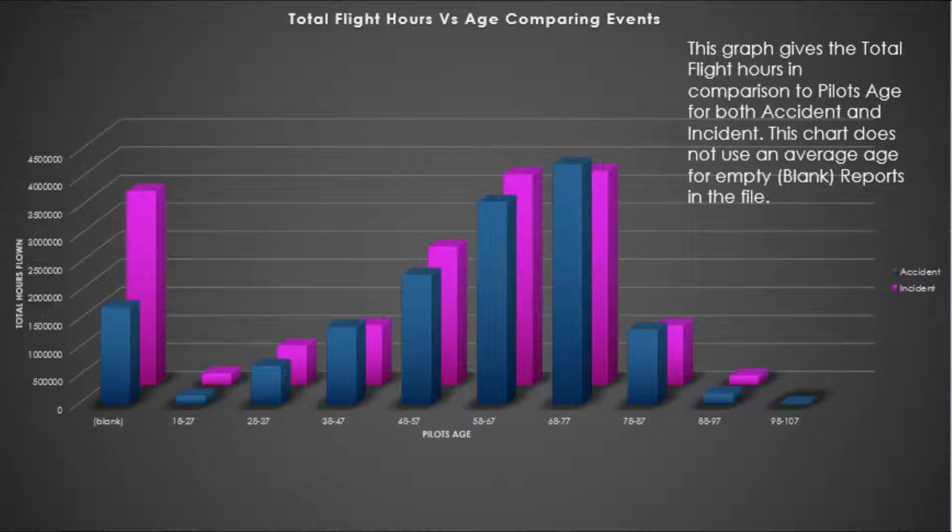This final graph is just like the last, except this one is for the total flight hours. The number of incidents increased when compared to the total flight hours. However, the number of report events remains about the same in the age bracket between 48 and 77. The data selected for this project has shown interesting results.